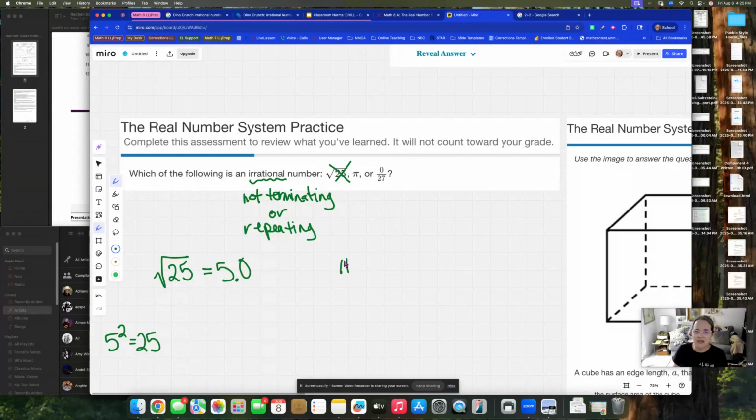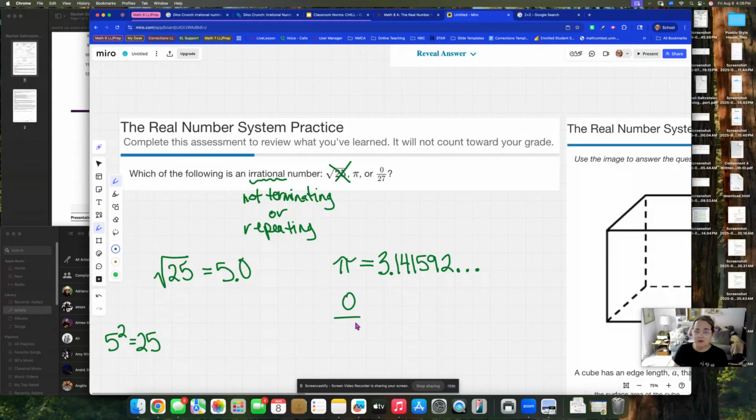Pi, we know, is that wacky number that is the ratio of the circumference to the diameter of a circle, and it does not terminate, it does not repeat, it goes to infinity. This is all I know of pi. Some people memorize it for fun. I'm not one of those people.